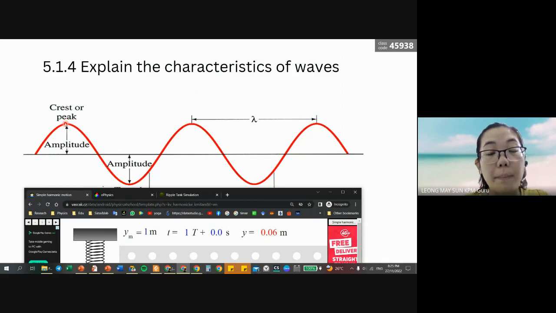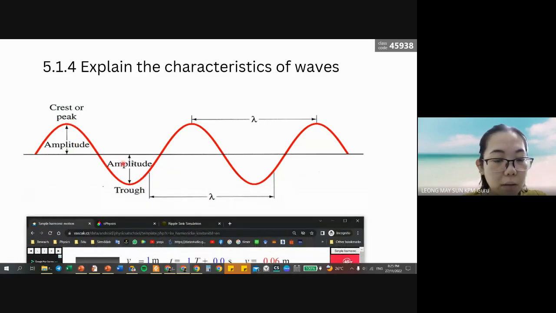From the equilibrium position up to the maximum point, the point at the max is what we call a crest or a peak. And the distance going upwards, that's what we call amplitude. As well, the minimum position, we call it a trough. From the equilibrium position down to the trough, that is also amplitude. So from the equilibrium to the maximum point or the peak, and from the equilibrium to the minimum point or the trough, that is the amplitude.